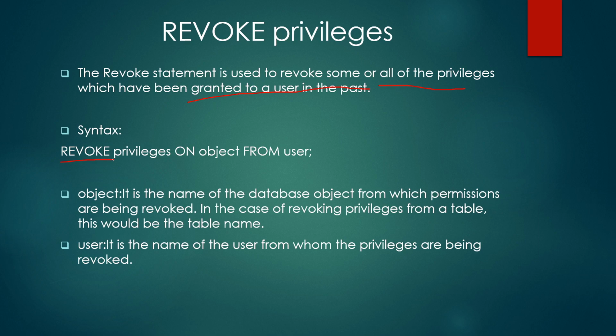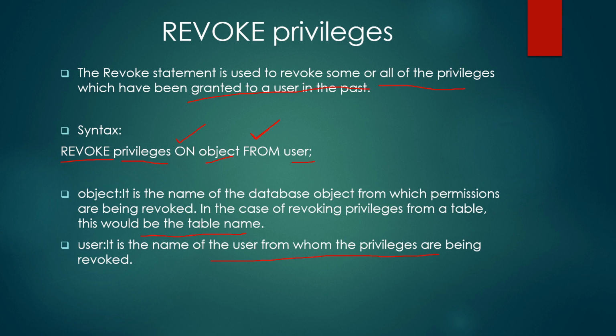Syntax is keyword revoke, then we have privileges, for what all privileges you want to revoke. Then we have a keyword on followed by the object, meaning the table name. Then the keyword from, and user. Object is the name of the database object from which permissions are being revoked. In the case of revoking privileges from a table, this would be the table name. And user is the name of the user from whom privileges are being revoked.